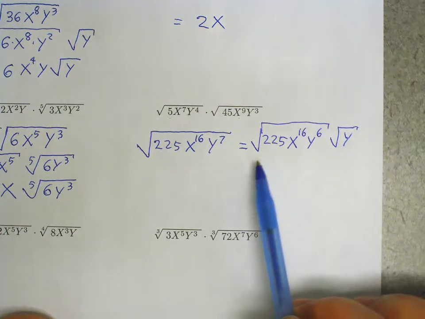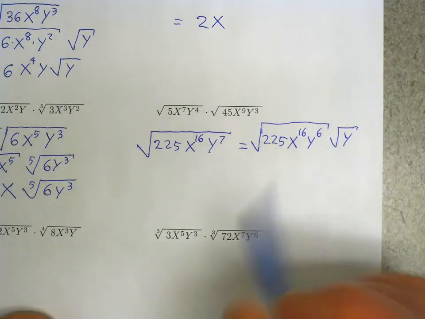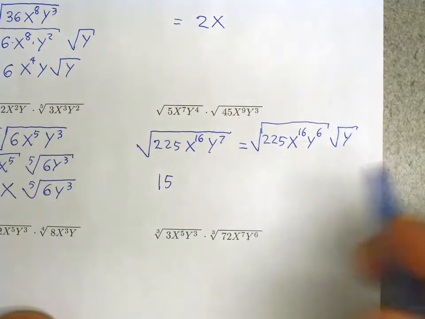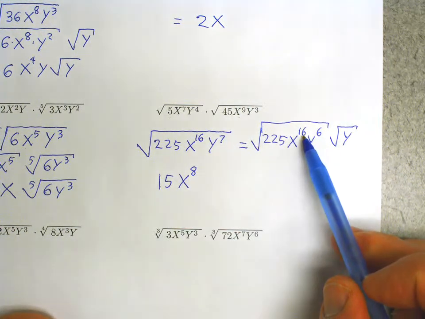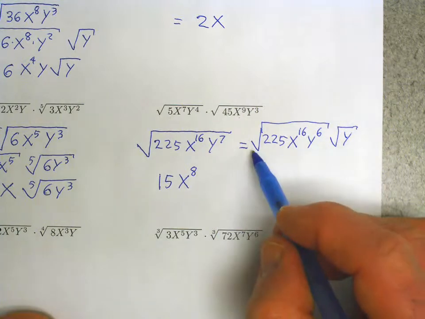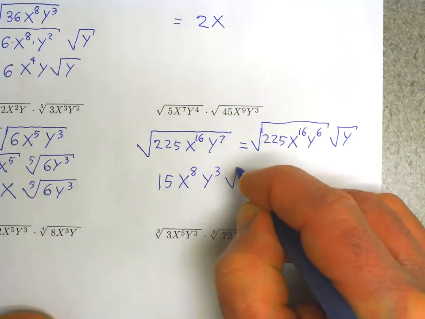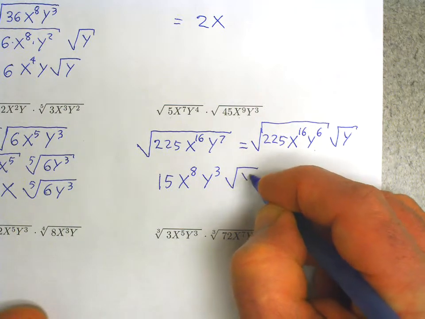Okay, then simplify the square root of the perfect square factors. The square root of 225 is 15. The square root of x to the 16th is x to the 8th, because the exponent 16 divided by 2 is 8. And the square root of y to the 6th is y to the 3rd. And so our final answer is 15x to the 8th y to the 3rd times the square root of y.